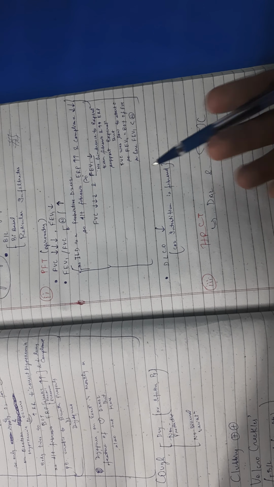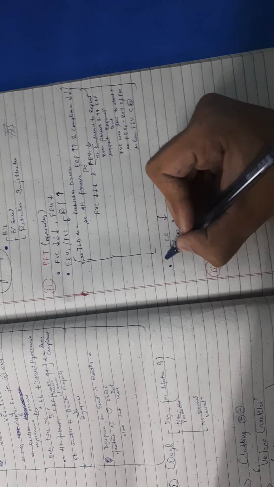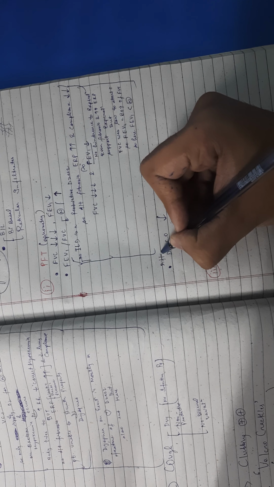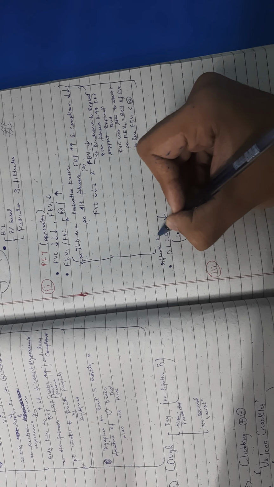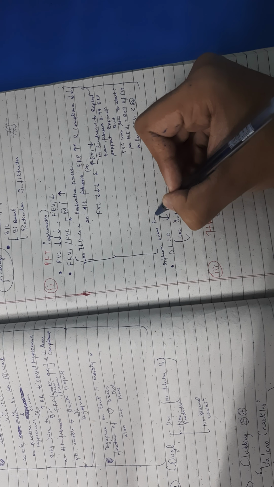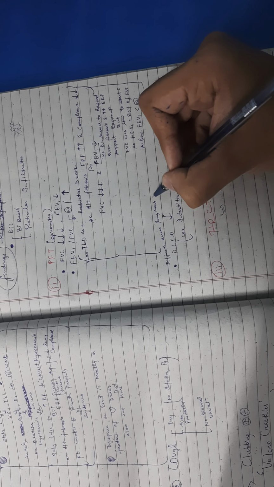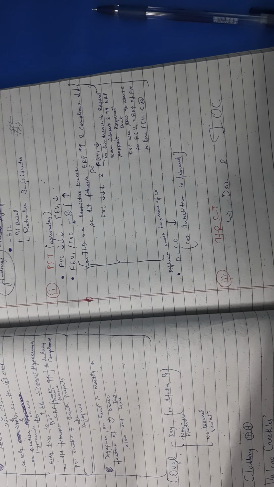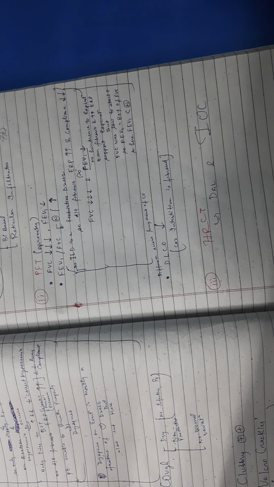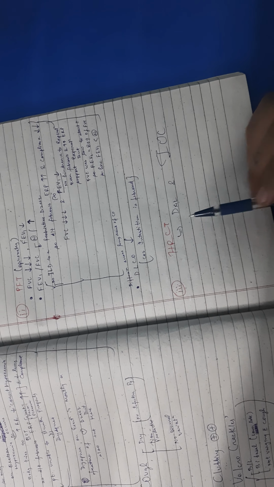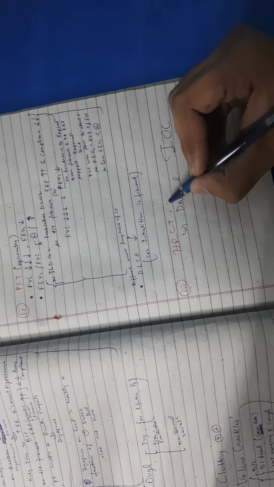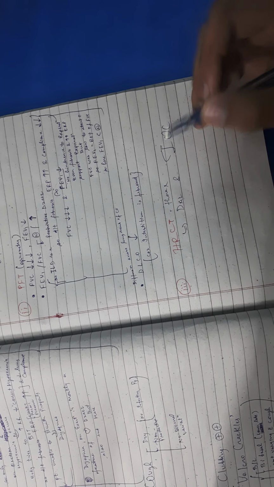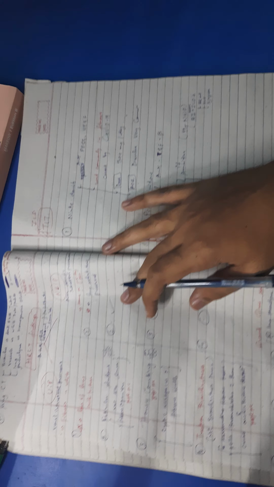Now DLCO will obviously be decreased because DLCO is the diffusion of carbon monoxide across the lung membrane. So diffusion will be decreased because there is fibrosis of the interstitium. Then the third investigation is HRCT thorax, which is diagnostic and is the investigation of choice.